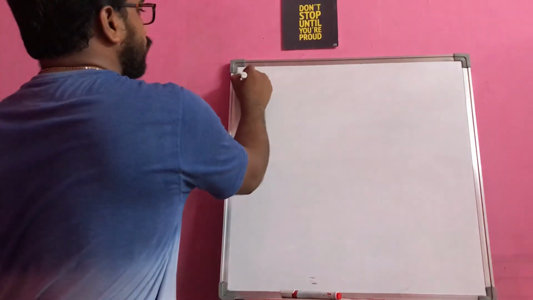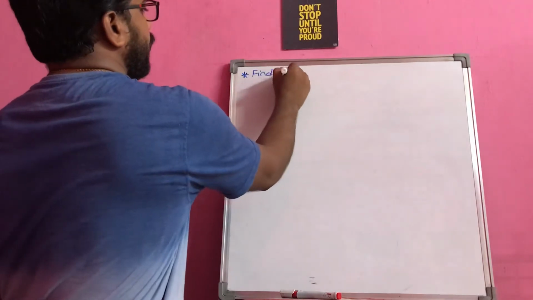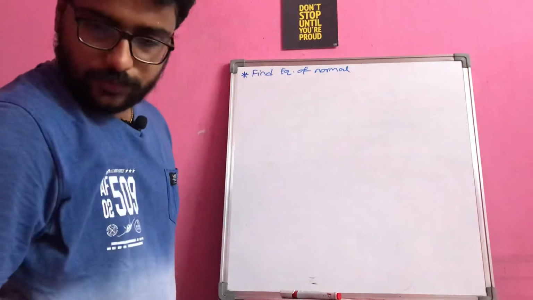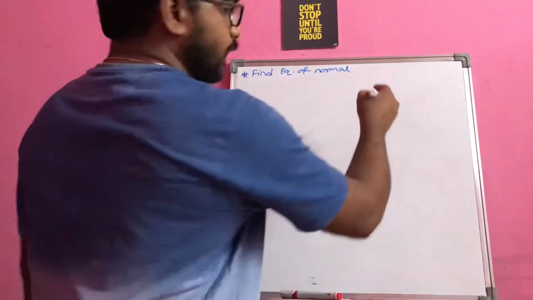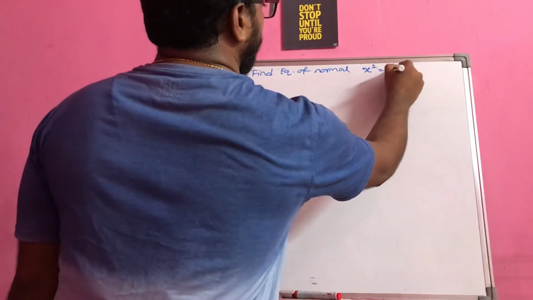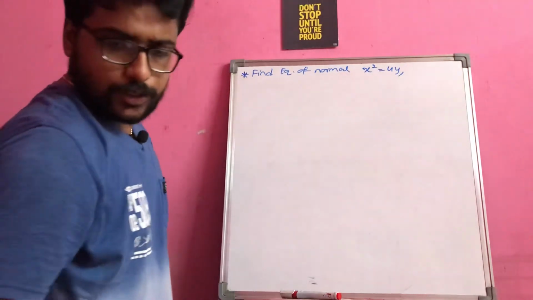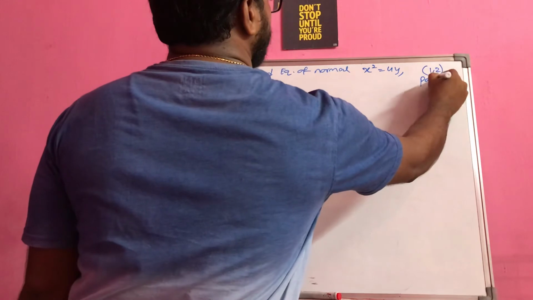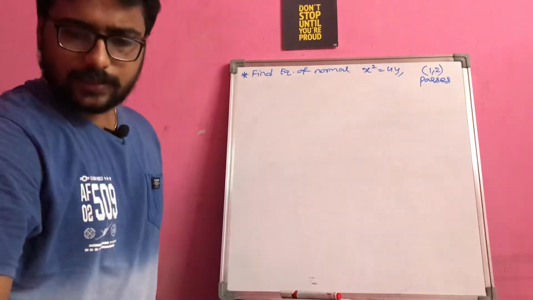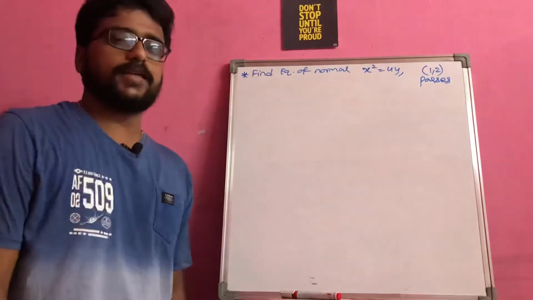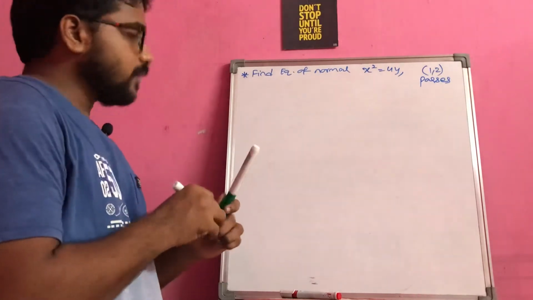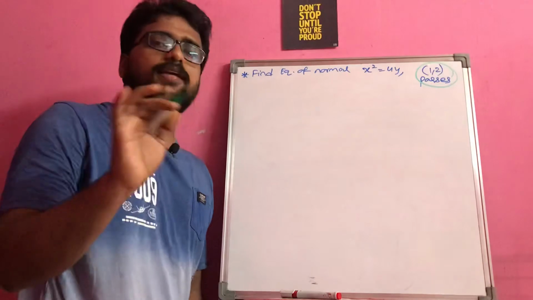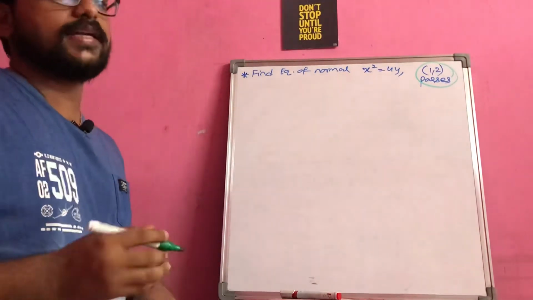Find the equation of normal to the curve x square is equal to 4y, which passes through 1 comma 2. This is the passing point. Also find the corresponding equation of the tangent. That we will see a little later. Okay, so try to understand this one. They are saying it is passing through the point 1 comma 2. So they didn't mention at what point you have to find the normal.